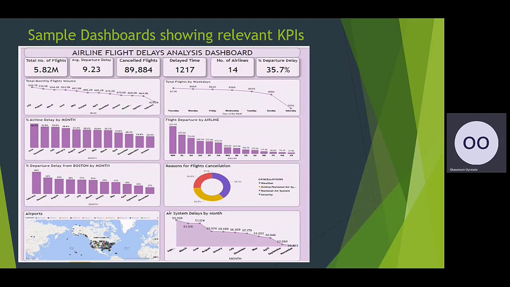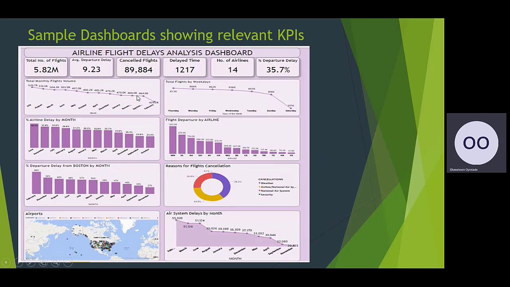Then the percentage now: in all of the flights, about 35.7% of the flights were delayed. Out of these 5.8 million total flights, about 35.7% of them were delayed. So from there, we're able to look at the total monthly flights. So from January to December is a 12-month calendar.